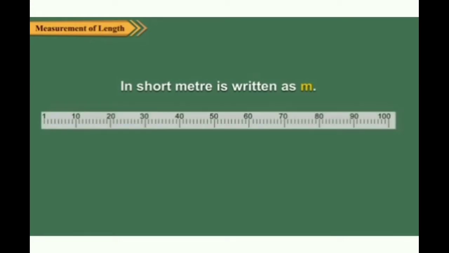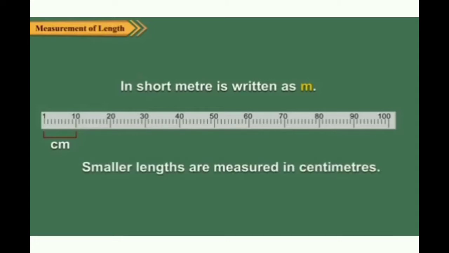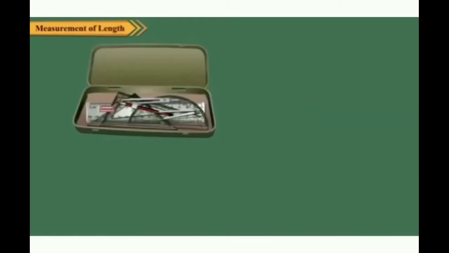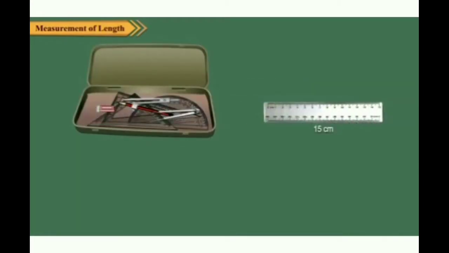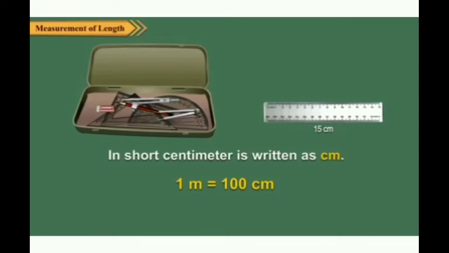Students, here you can see a meter rod and it is divided into 100 equal parts and each part is called a centimeter. So, smaller lengths are measured in centimeters. The scale in your geometry box is 15 centimeter long. In short, centimeter is written as cm. Remember that 1 meter is equal to 100 centimeters.